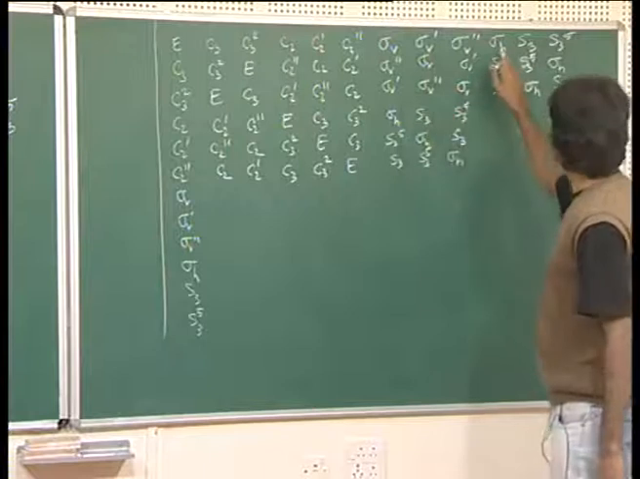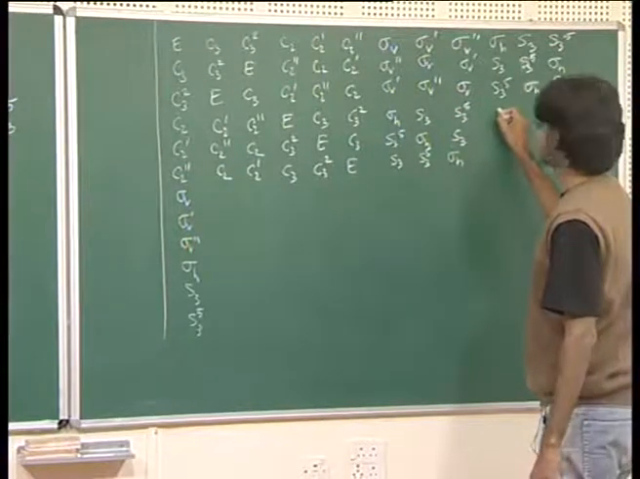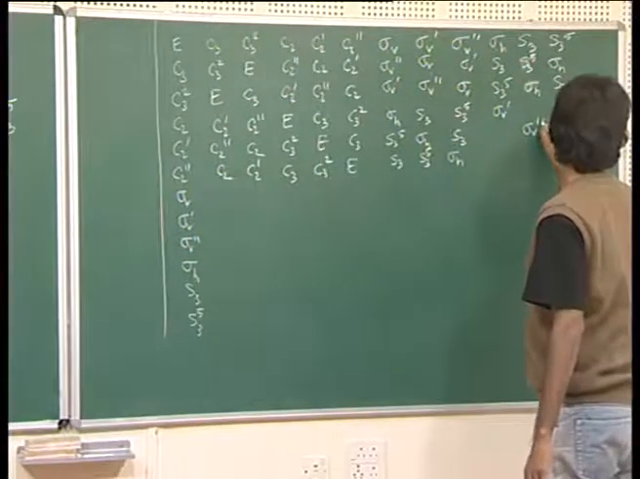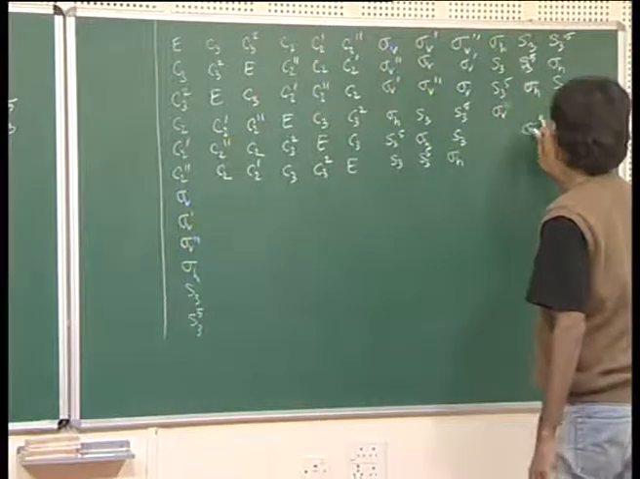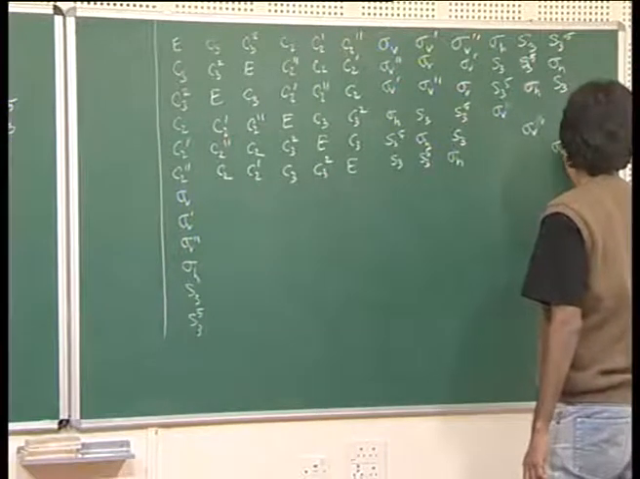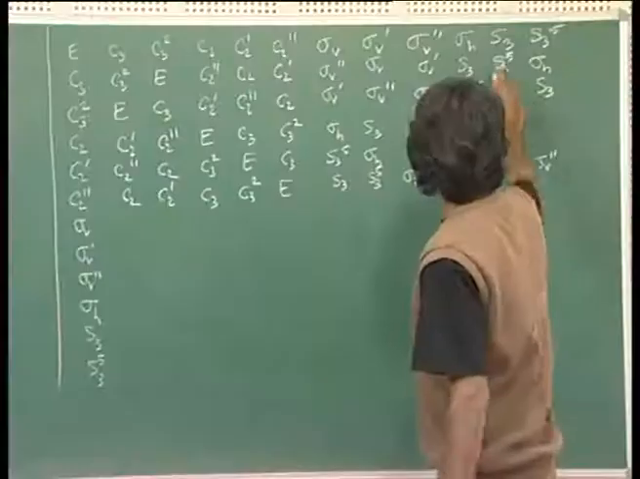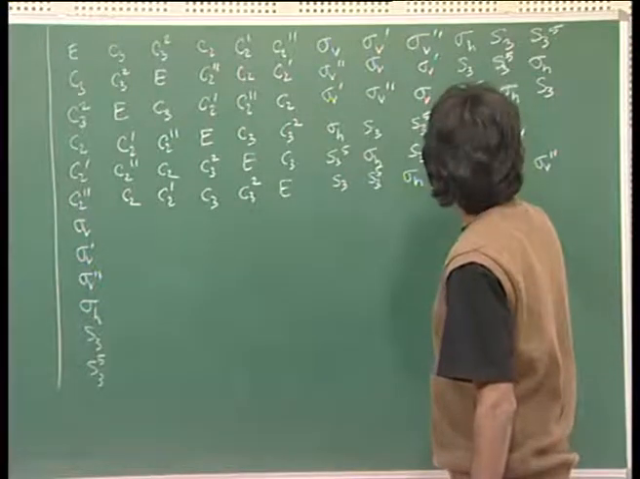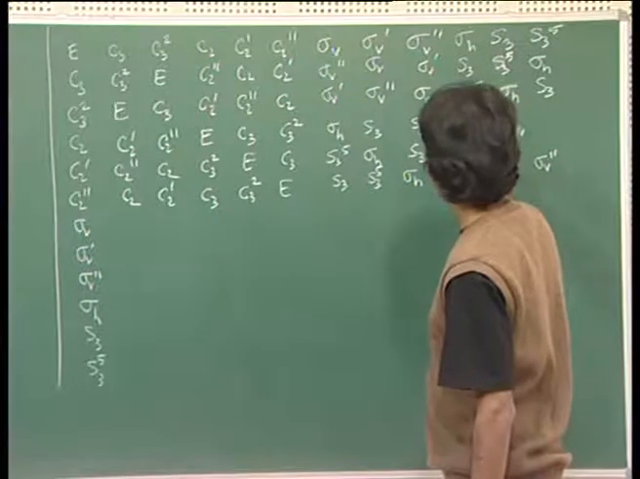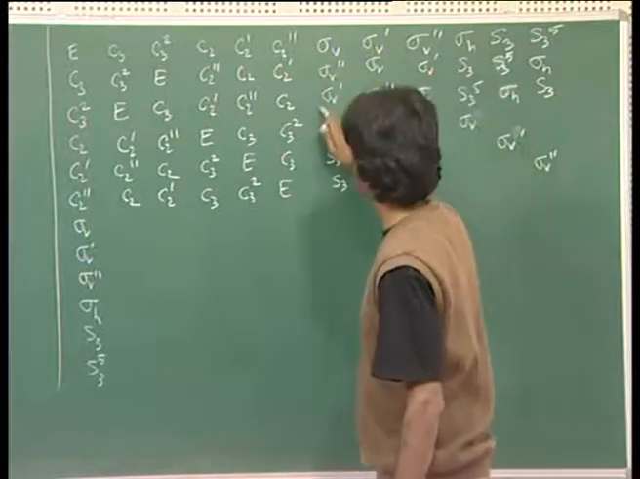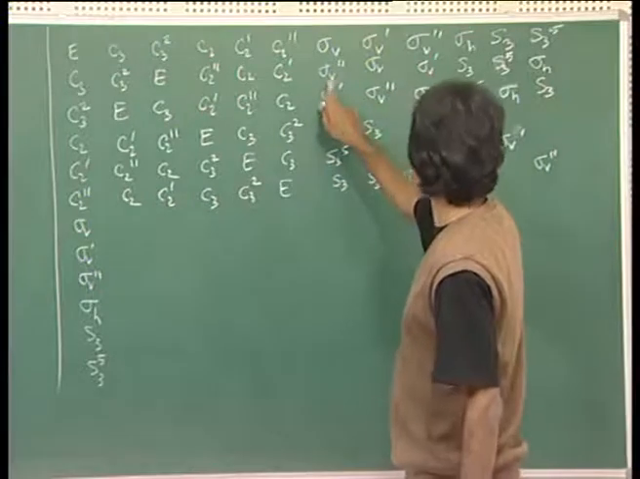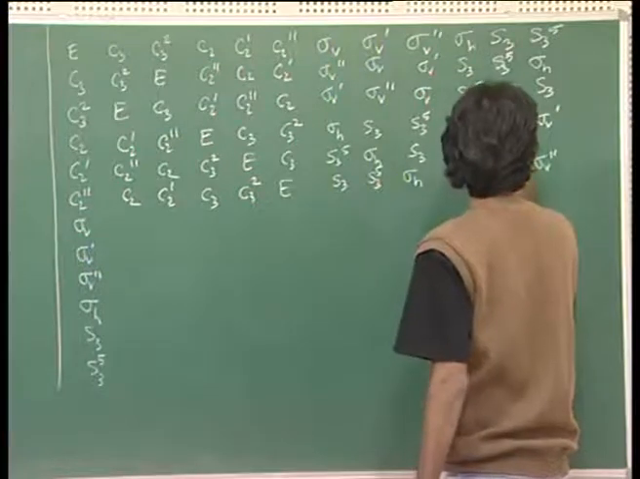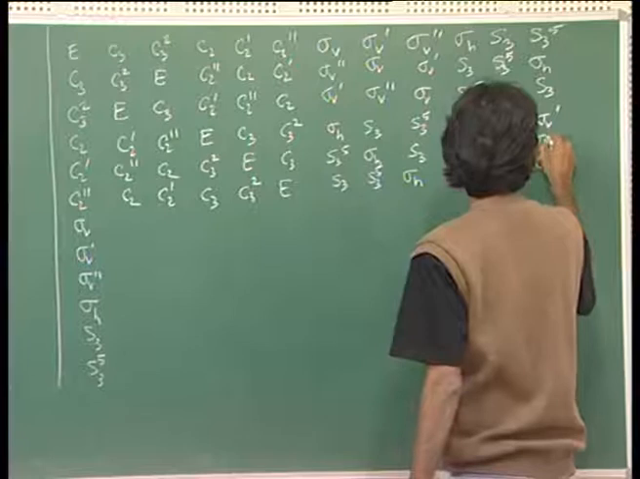And then you can show that sigma h followed by C2 is just sigma v prime, and sigma v double prime. S3 followed by C2 is just sigma v followed by C3. And if you just look at sigma v and C3, you will get sigma v double prime.